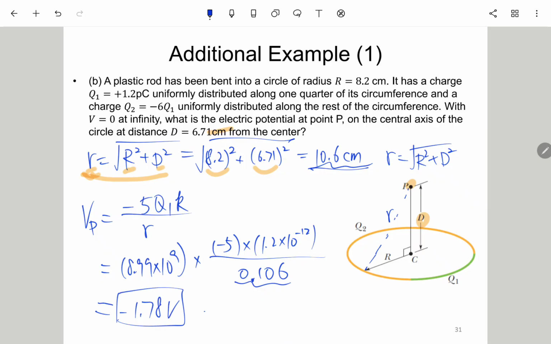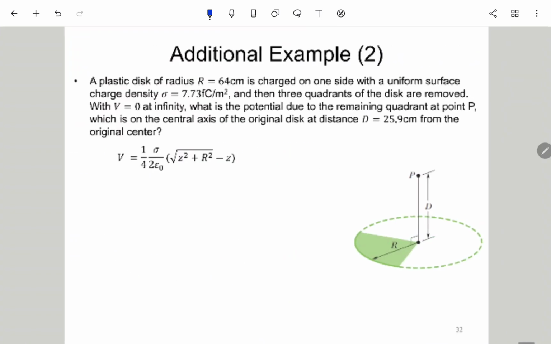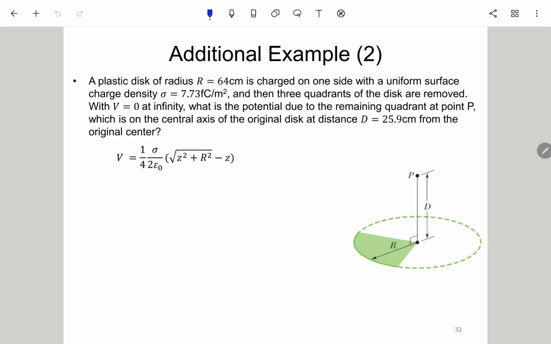So this is almost the same, just changing the point. But still, the distance from point P to the whole ring is an equal distance as long as the point moves along this z-axis, the axis of this circle. So this is the first one, and then the second one.